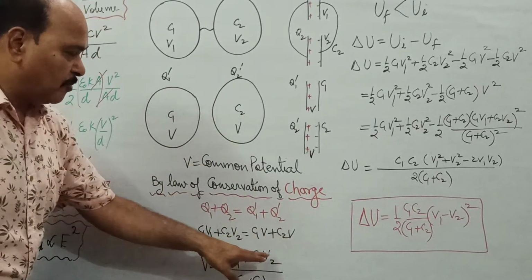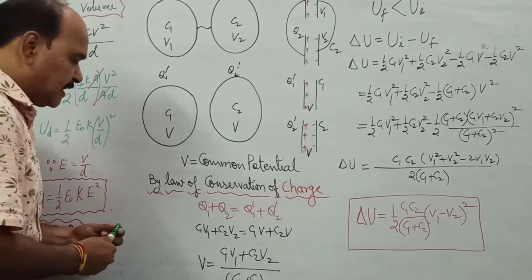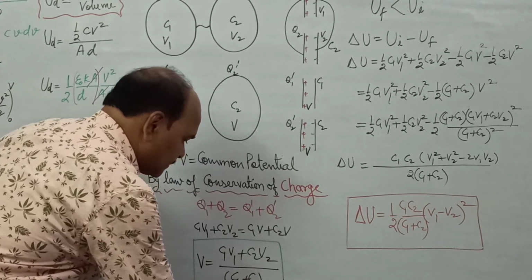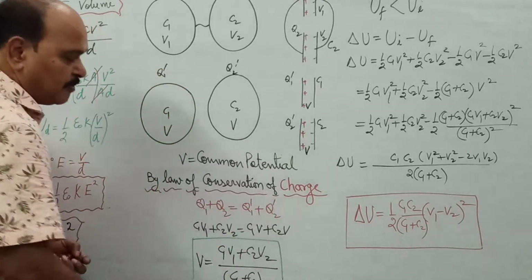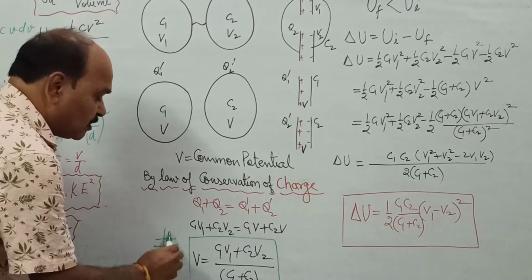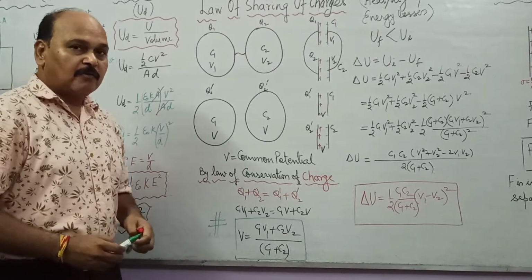We can take V common and move C1 plus C2 to the other side. What do we get? V equals C1 V1 plus C2 V2 upon C1 plus C2. This is the formula for common potential. Don't cram the formula. Just remember the concept, the law of conservation of charge.